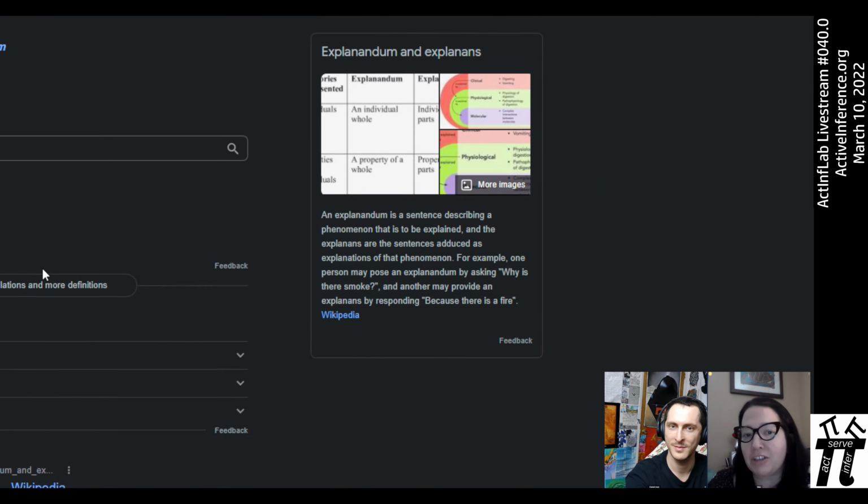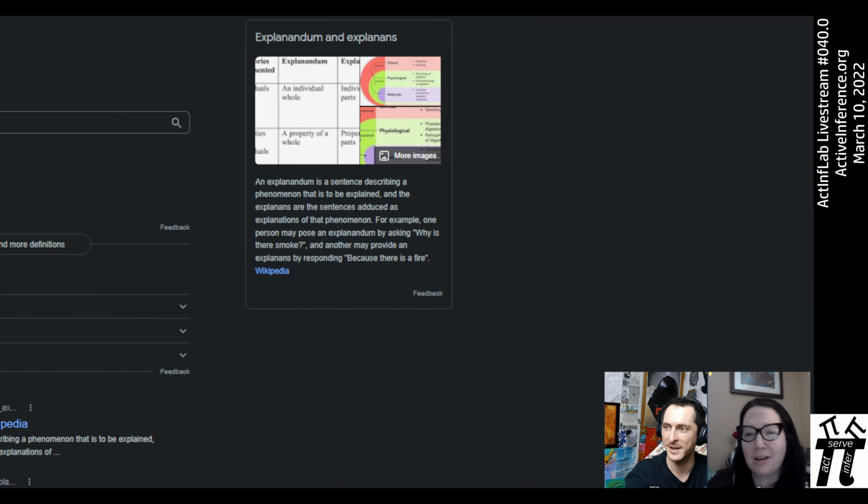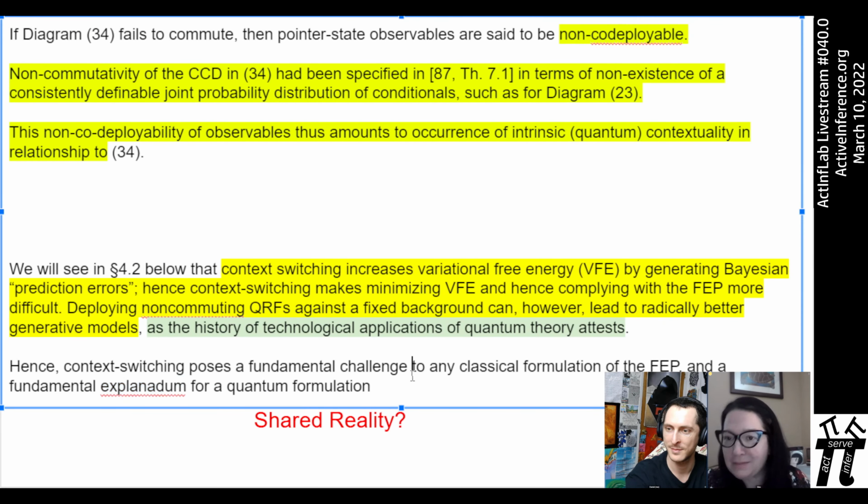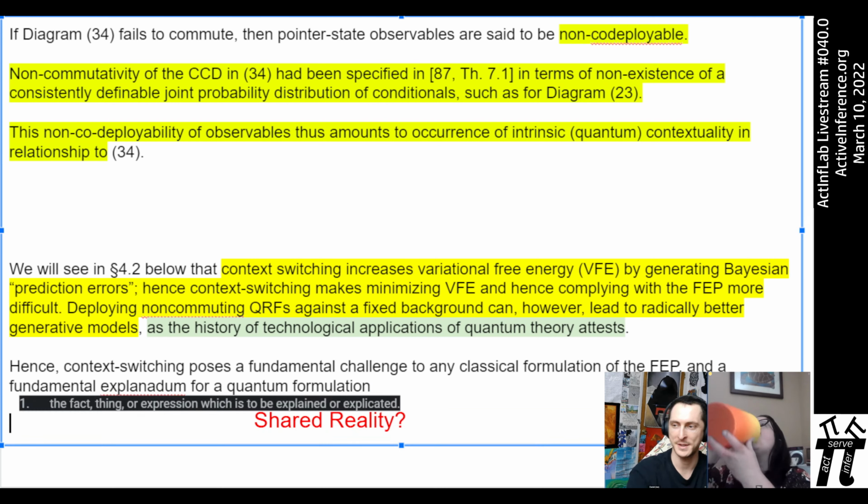I wonder if this provides like some evidence for us having a shared reality. And I've brought that up a couple of different times too here. Cool. It's the fact, thing, or expression which is to be explained or explicated.